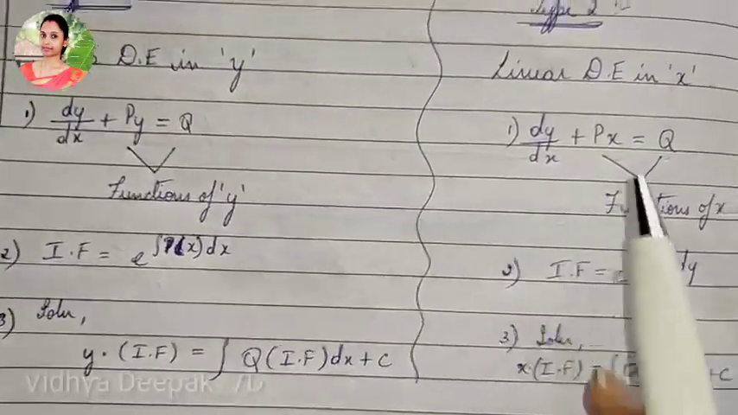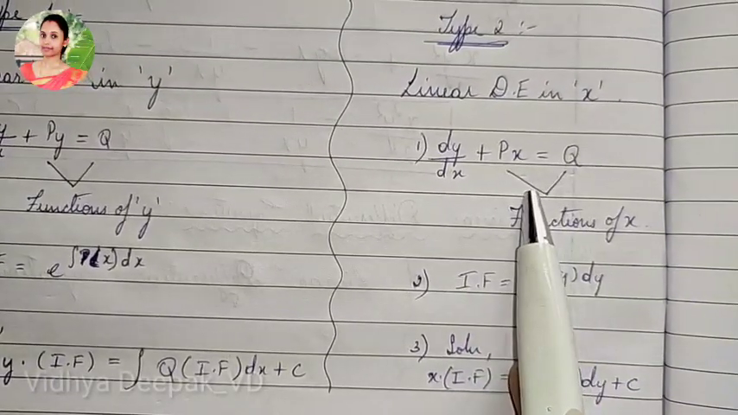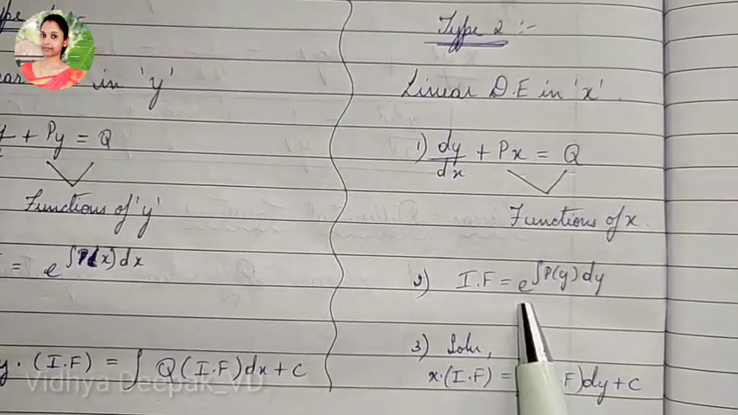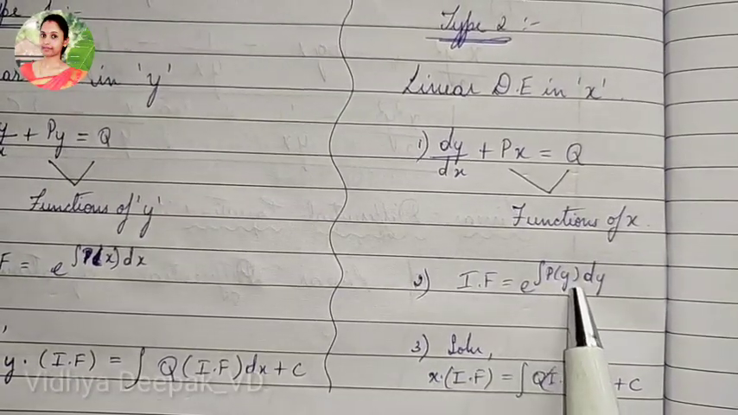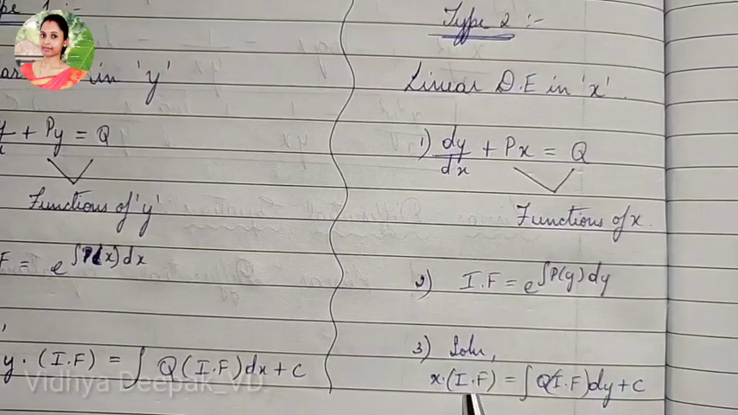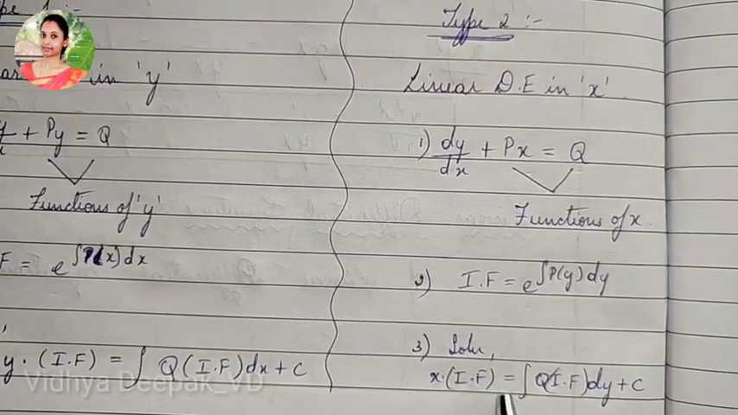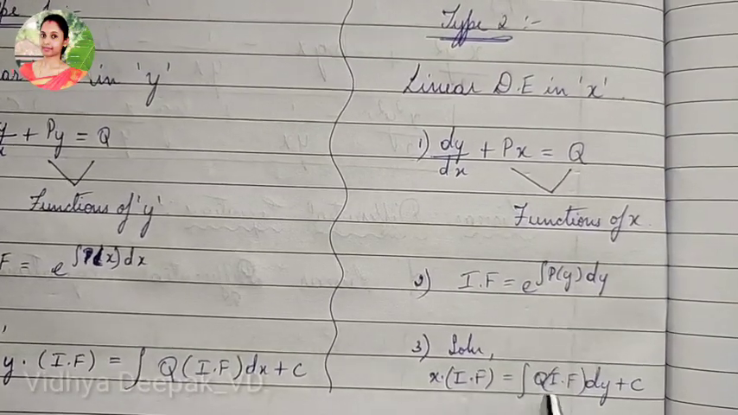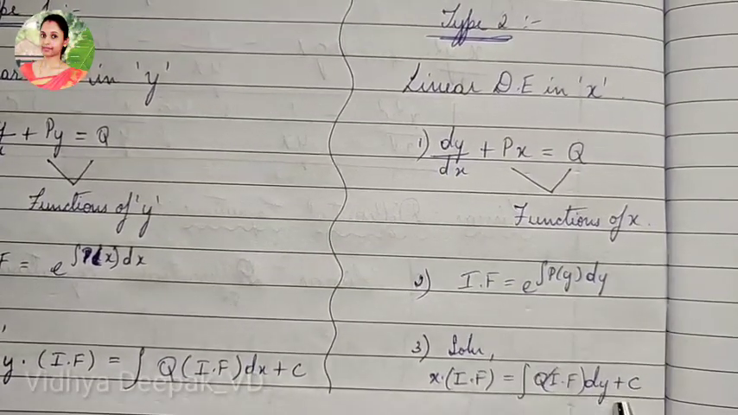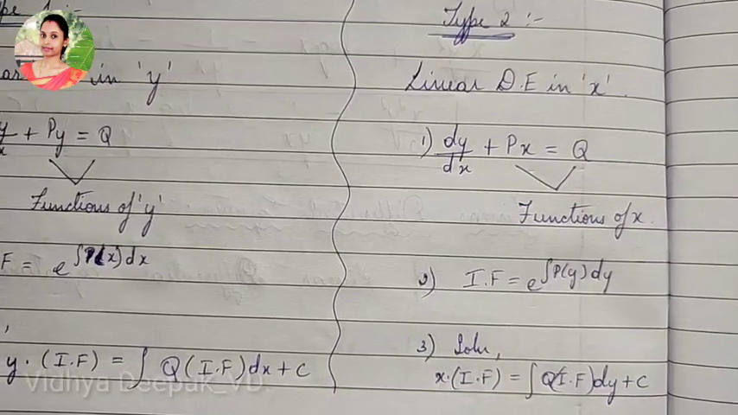Say if you got p into x is equal to q, and these are functions of y, then find the integrating factor using this formula: e to the power of integral p of y dy. After getting the integrating factor, the solution is found using this formula: x into integrating factor is equal to integral q into integrating factor, where we are integrating with respect to y, plus the integration constant. So let's get into a problem.